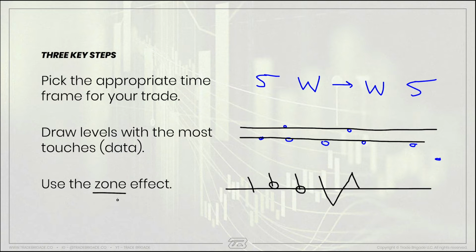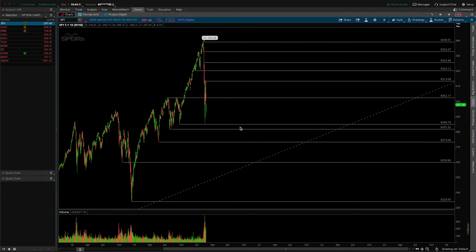Again, this is the zone effect and a key to using support and resistance properly. So to do our real-world examples, I'm using a platform called Thinkorswim by TD Ameritrade. It offers some pretty comprehensive charting tools, and it's completely free to download. The tool specifically we want to grab is this price level tool.